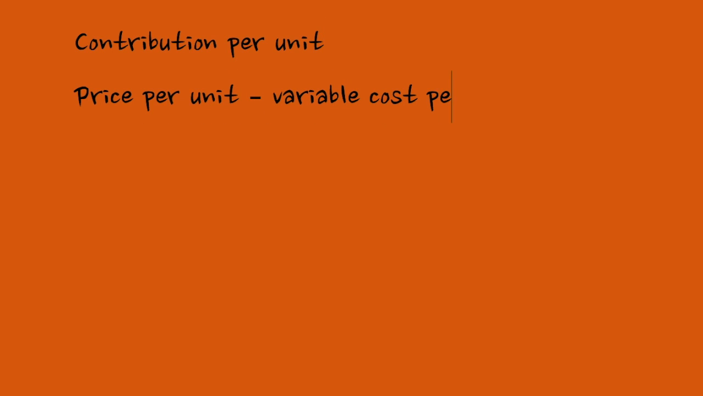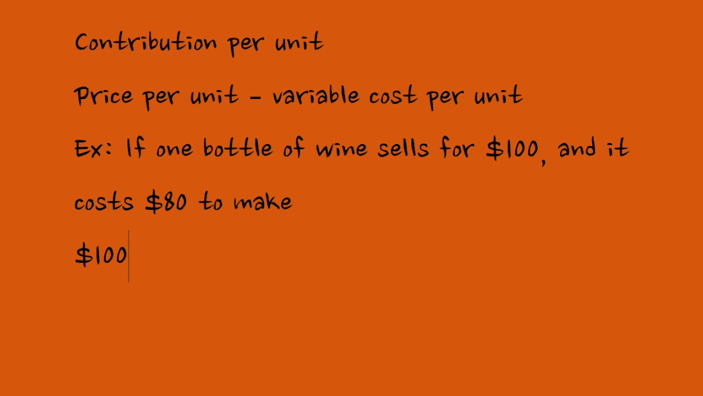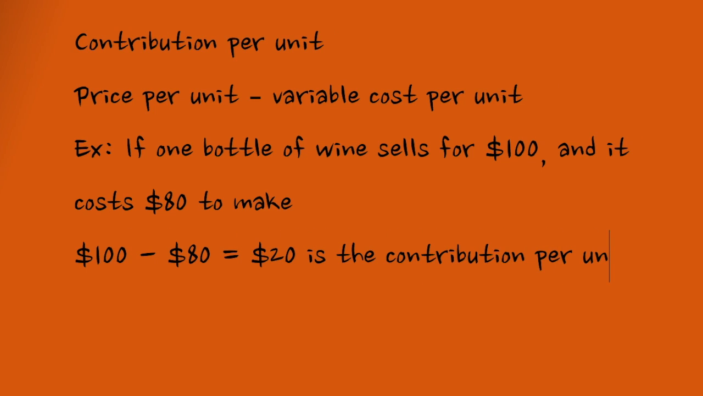Contribution per unit. It is the price per unit minus the variable cost per unit. An example is if one bottle of wine sells for $100 and it costs $80 to make. Therefore, $100 minus $80 equals $20, and this would be the contribution per unit.